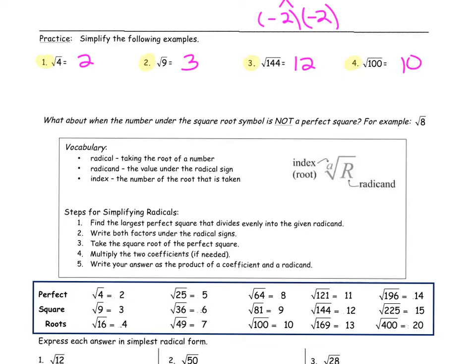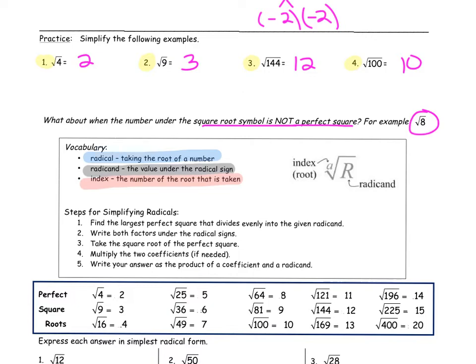But now, the question to ask ourselves is, what do we do when the number under the square root symbol is not a perfect square? For example, you have like radical 8. Okay, so just to give you some vocabulary, the radical is taking the root of the number. The radicand is the value under the radical sign. And then the index or power is the number of the root that is taken.